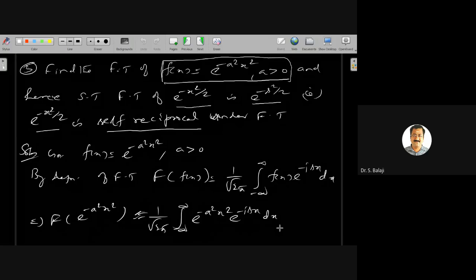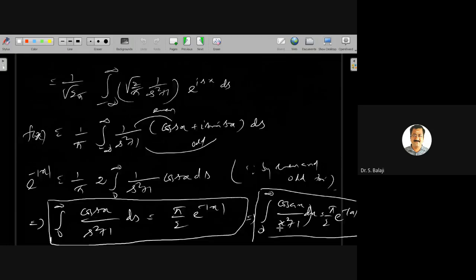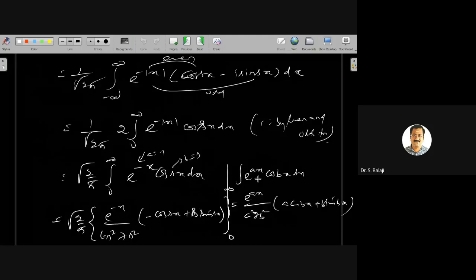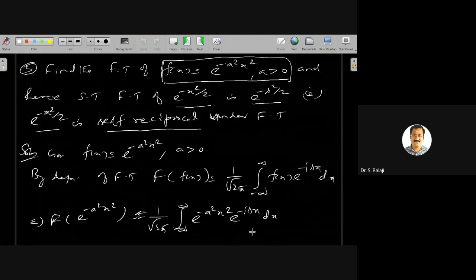But one thing you have to remember here: in the previous problem it was also exponential, but with a linear power of x, and here also x is linear. Therefore, you could easily use the formula for e power ax cos bx by splitting into even and odd function idea. But in the given problem you have x square, which is not linear. Therefore, you cannot apply that formula.